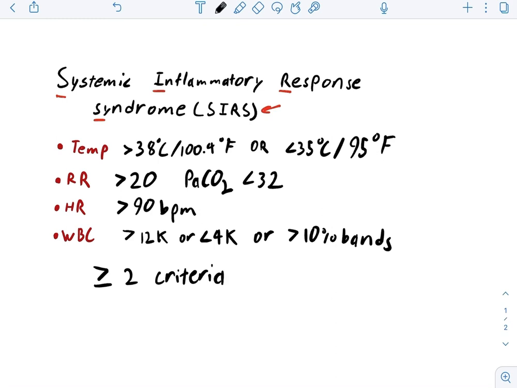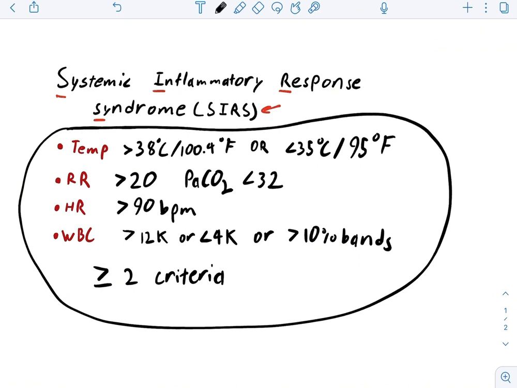So if you want to label something as SIRS positive, you'd have to take a look at their vitals and say, okay, if they had a fever of 101 degrees Fahrenheit, and then they had a respiratory rate of 21, boom, SIRS positive. So 2 or greater of these criteria, that's SIRS positive. So that's one component of sepsis.